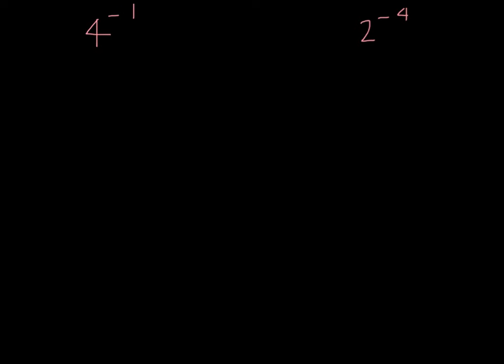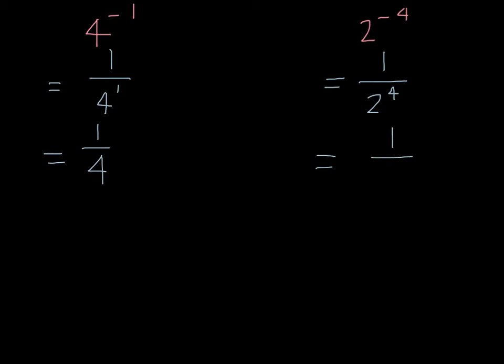Let's simplify these two. The first thing with 4 to the power of negative 1 is we need to turn it into a fraction where the power is positive. So 1 over 4 to the power of 1. We know 4 to the power of 1 is 4, so simply 1 over 4, or a quarter. Let's look at the second one. The first step is to turn it into its reciprocal fraction and make the power positive. There's going to be 1 over 2 to the power of 4. 2 to the power of 4 is 2 times 2 times 2 times 2, which I know is 16. So that means simplest form is 1 over 16.